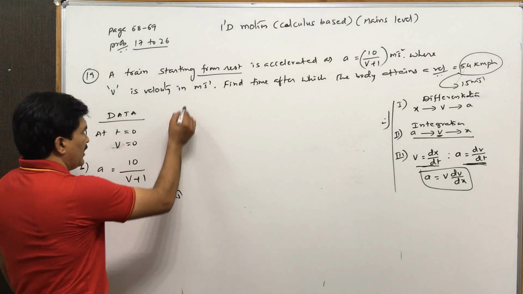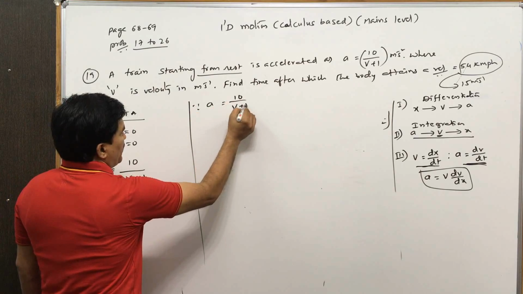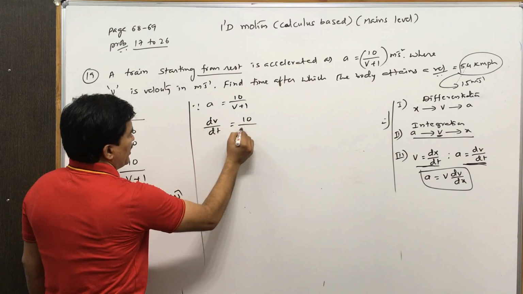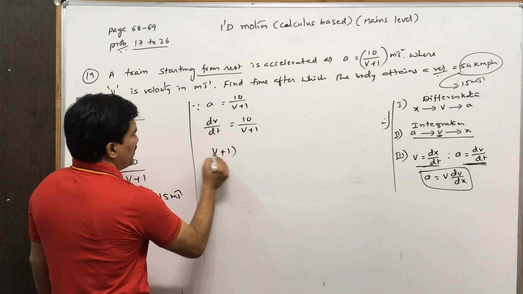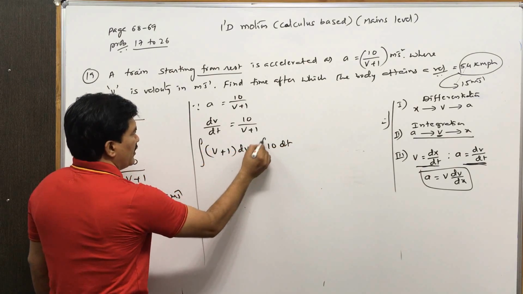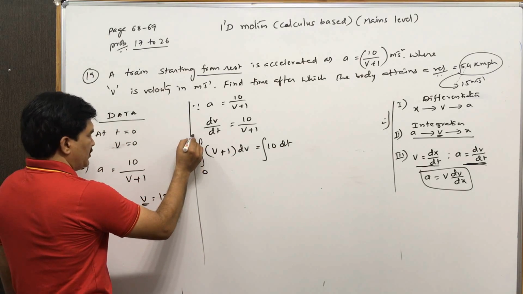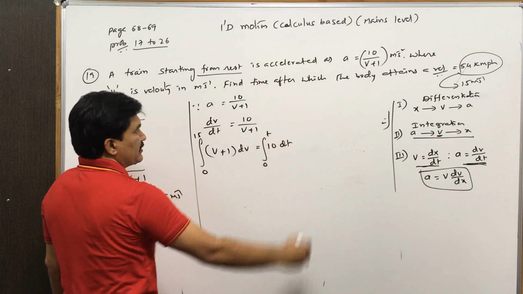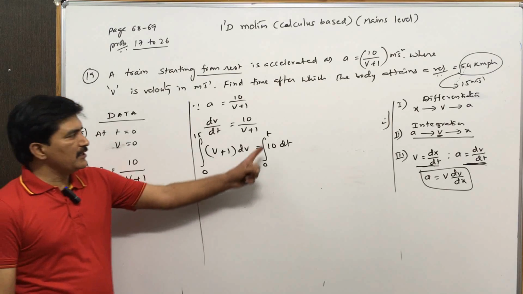How to express acceleration in terms of velocity and time means I will make use of this equation. Okay, hence I can write the given one, a is 10 by v plus 1, but a can be written as dv by dt, that is equal to 10 by v plus 1. Separating the similar terms, v plus 1 into dv comes out to be 10 into dt. Now integrating on both sides. Okay, here initial velocity 0, final velocity should be 15, and starting from 0 seconds, and the time when its velocity becomes 15 meter per second, I will assume it as t.